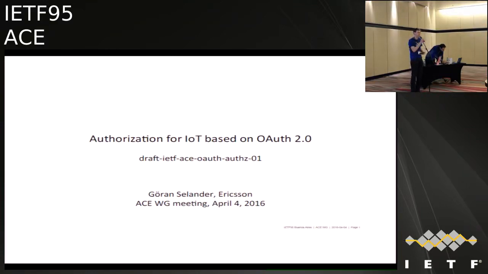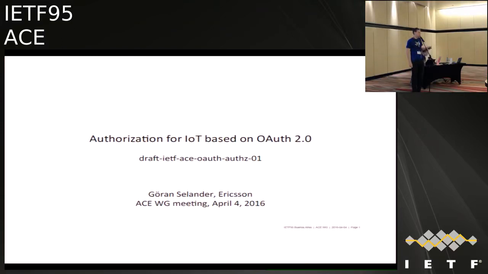Okay, so I'm Jörn Selander from Ericsson. I'm going to talk about the solution draft. I brought a cold here, so I might stop coughing in the middle of the presentation. I hope you can bear with me on that. So, are you flipping slides? Yep. Okay, next slide, please.